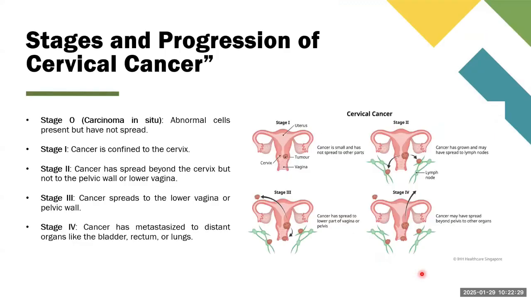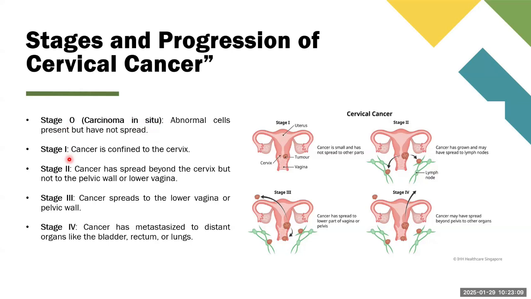Speaking about the stages and progression of cervical cancer, there are basically four stages, starting from stage 0, 1, 2, 3, and 4. In stage 0, abnormal cells are present but have not spread. Basically, it's a cluster of cells that are abnormal in shape or size, but they have not spread to any nearby areas or caused any harm. But they are not normal cells. This is carcinoma in situ, stage 0.